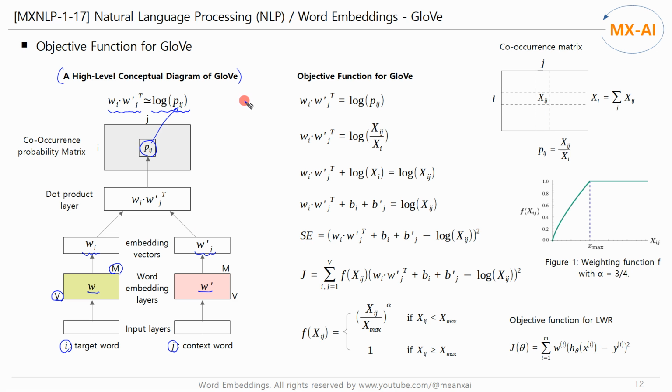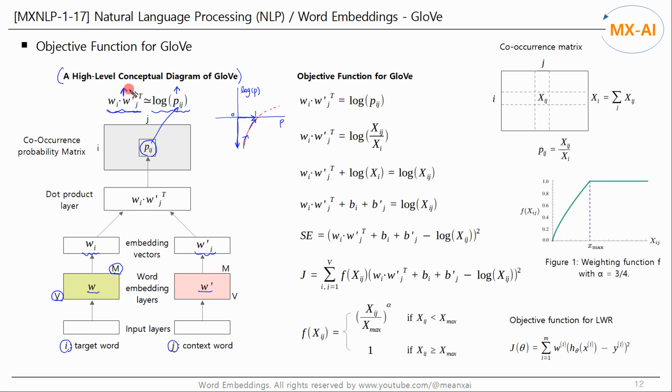Let's see what this means geometrically. As the probability P increases, the dot product of the two embedding vectors should also increase. Since P is always a value between 0 and 1, log of P is always negative. Therefore, the dot product is also expected to be negative. As the probability increases, log P increases from a large negative value toward 0. As a result, the dot product also increases.